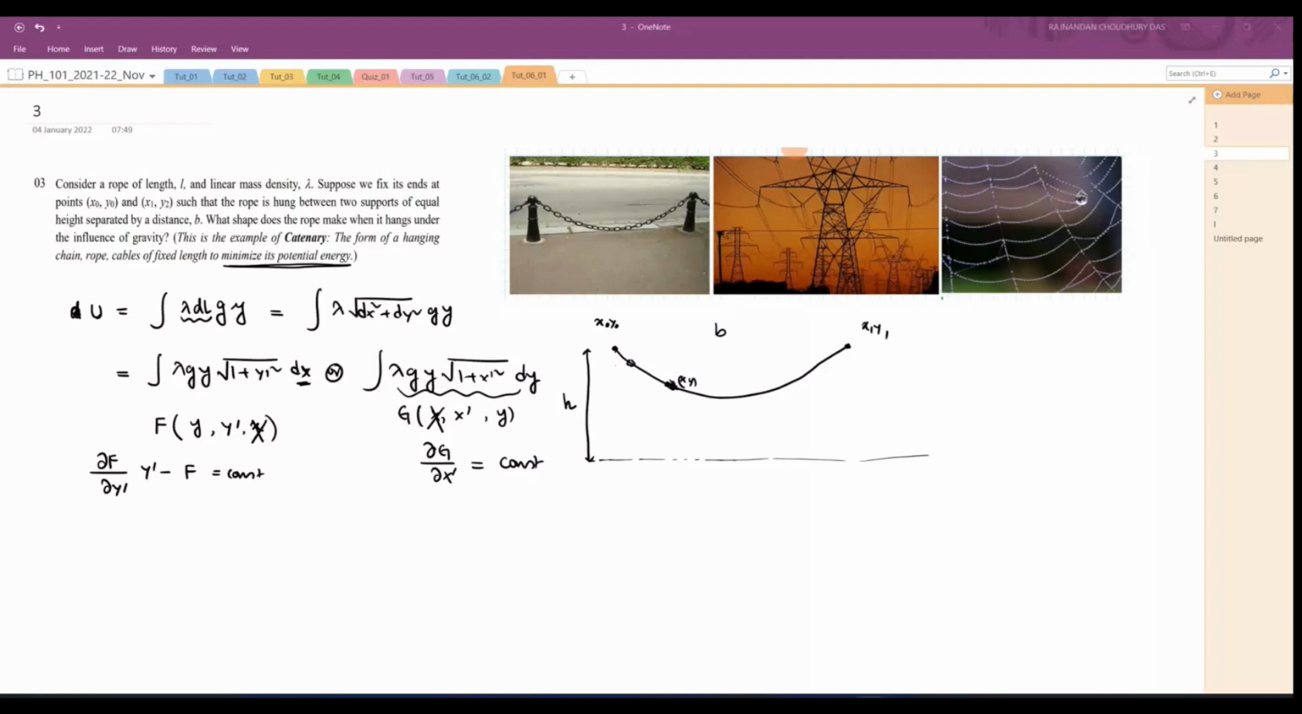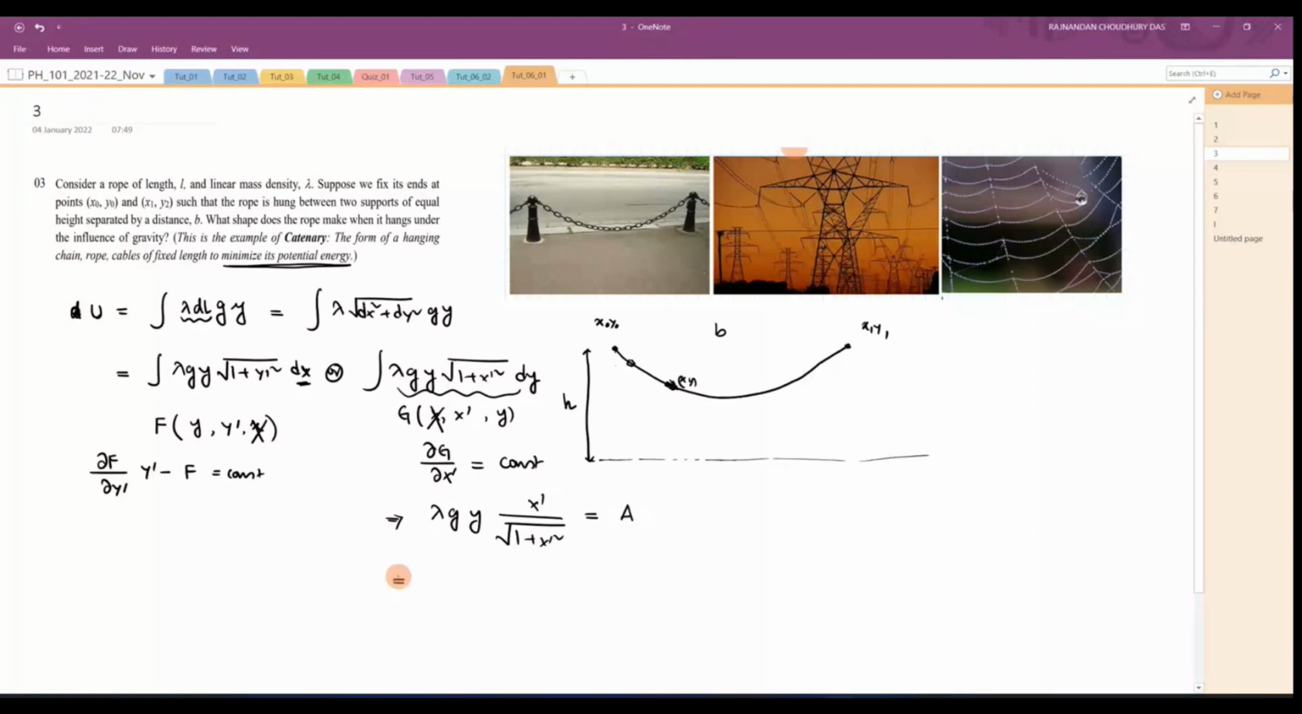And one more thing, you see, if you start from there, this y is also not there. Y is there. Sorry, my mistake. So let us write the equation again. So this will become dz by dx prime, lambda g y, x prime, y root over 1 plus x prime square, times f. This will become some constant, suppose a.